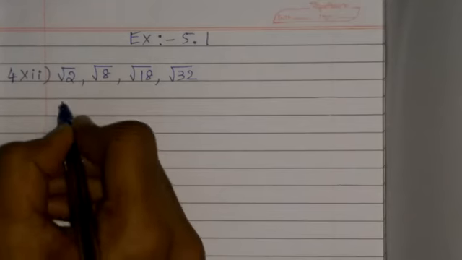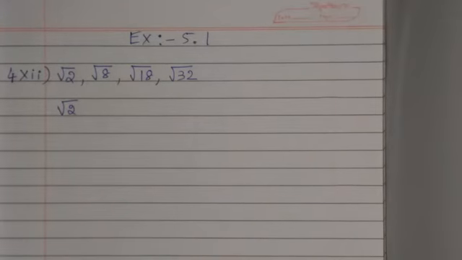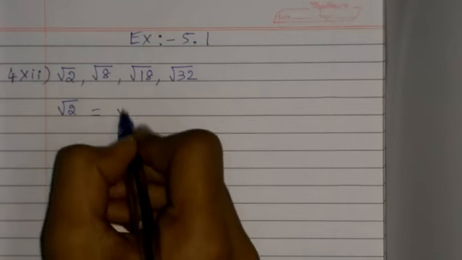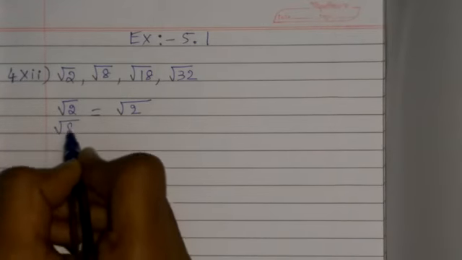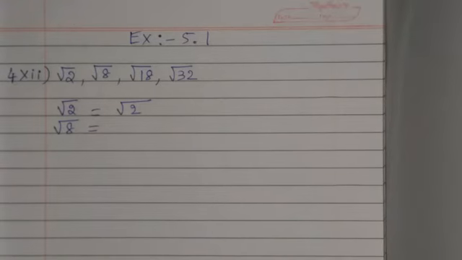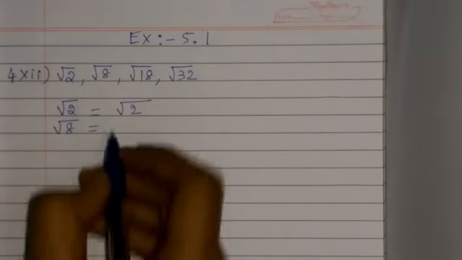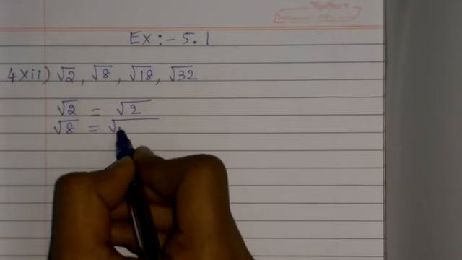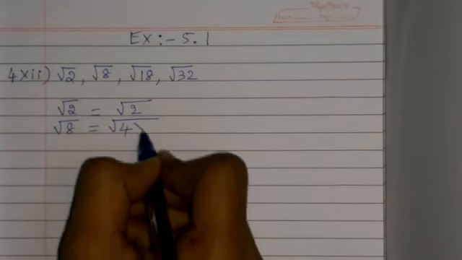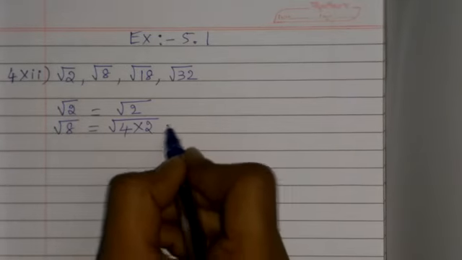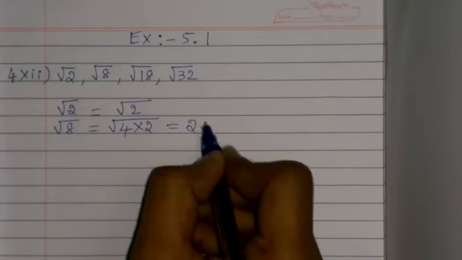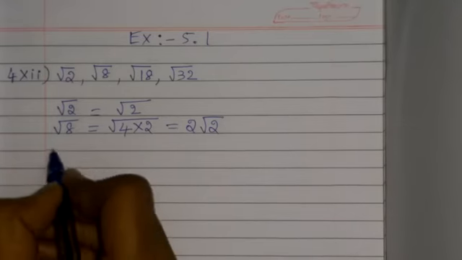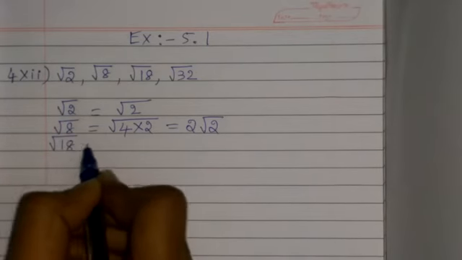So root 2. Root 2 is already in reduced format, so it will be root 2. Now take root 8. It is not in reduced format. So root 8 can be written as root 4 into 2. Right? Now root 4 is 2, so 2 root 2.